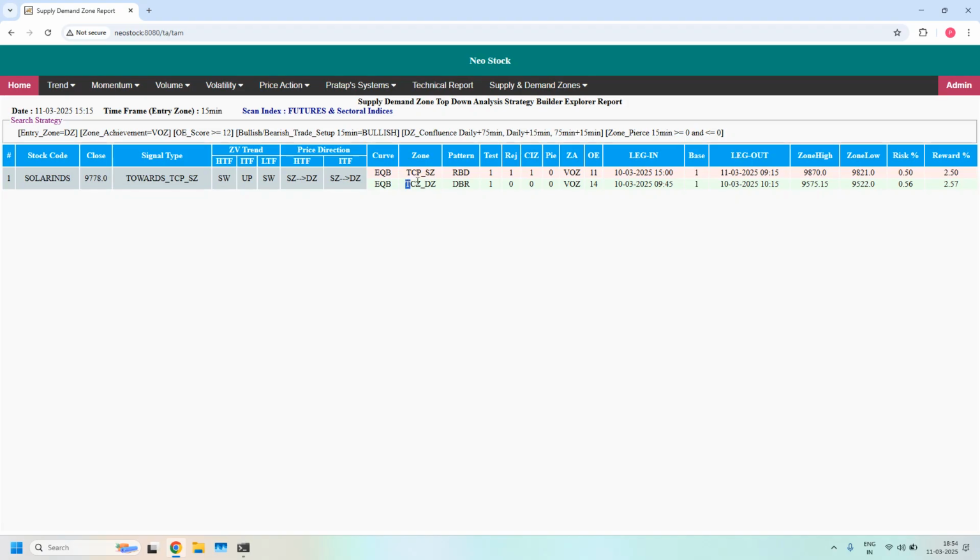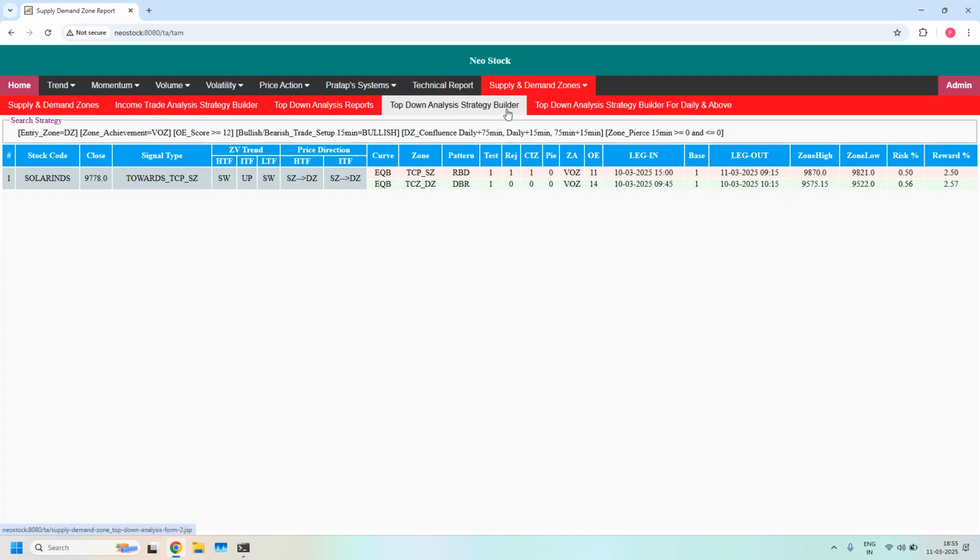So it is a fine-tuned 15 minutes demand zone inside daily demand zone. That is how you should understand. But that daily demand zone trend is sideways. So because it is sideways, EMA confluence, we won't get any advantage. So we are not verifying. So this is bullish trade setup for daily income trade.